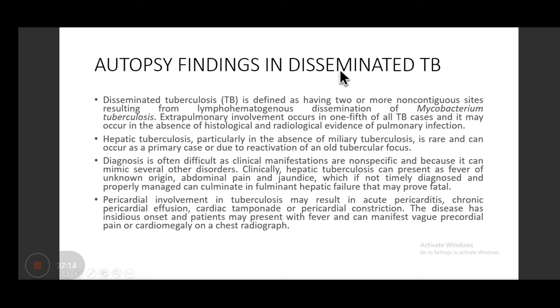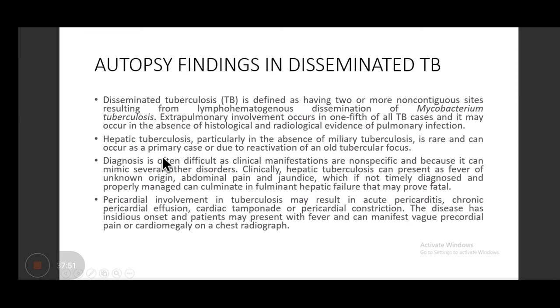Now, something about autopsy findings in disseminated TB. First we'll discuss disseminated TB, then I'll show you the autopsy findings. Disseminated TB is defined as having 2 or more non-contiguous sites resulting from lymphohematogenous dissemination of Mycobacterium tuberculosis, right? Extrapulmonary involvement occurs in 1/5 of all TB cases, and it may occur in the absence of histological and radiological evidence of pulmonary infection.